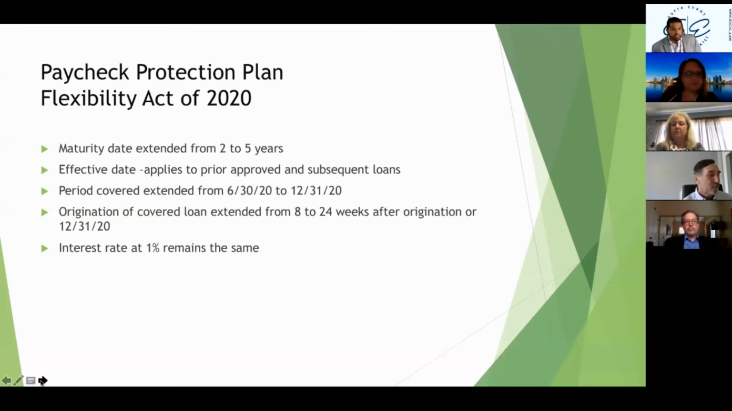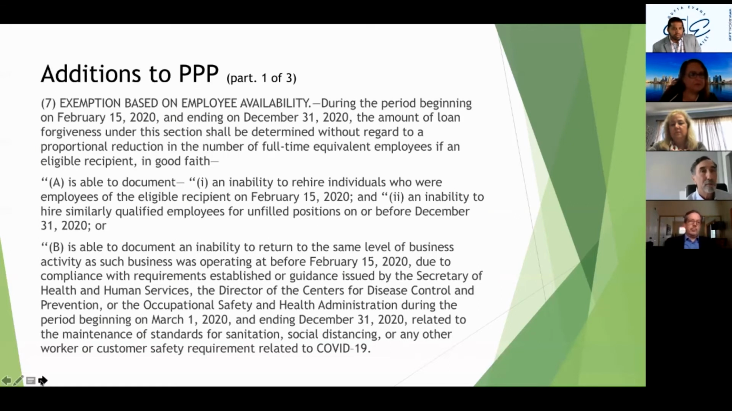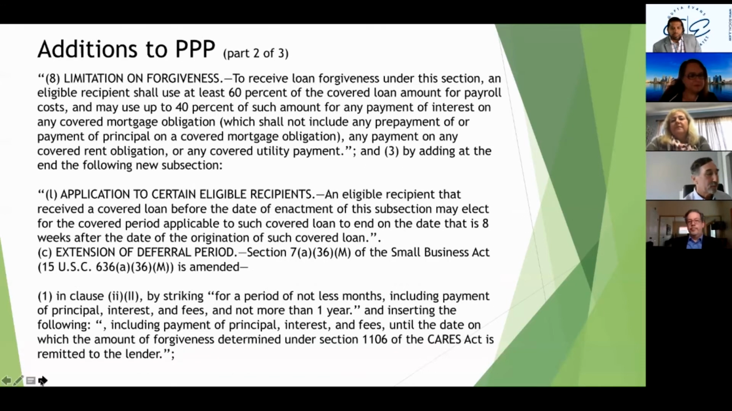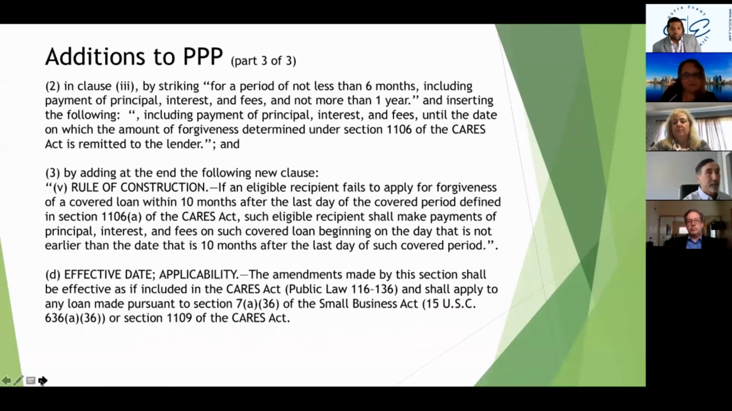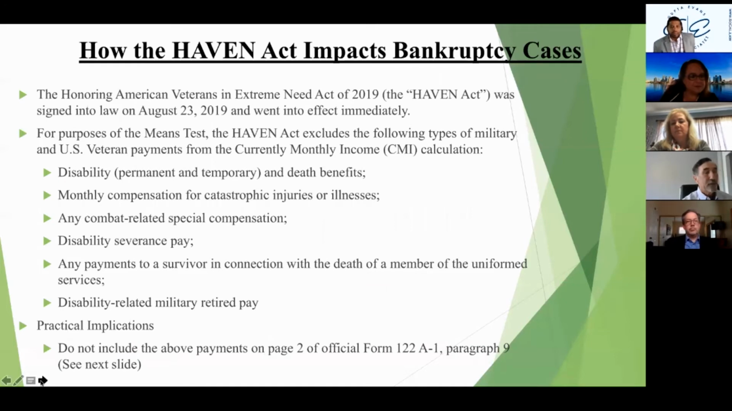The next couple of slides are just amendments or additions to the PPP, which were not included in the original act, but I presented them just so that you could have them for your familiarity and review if the situation arises. Okay, moving past the Paycheck Protection Program, I'm going to ask Diane to talk about one of the premier changes as a result of the SBRA, which is the Haven Act. And Diane, would you please discuss that?